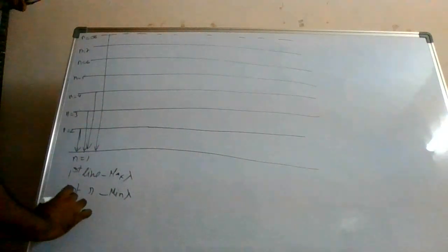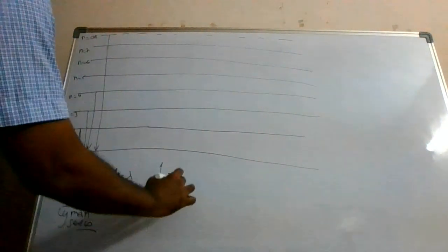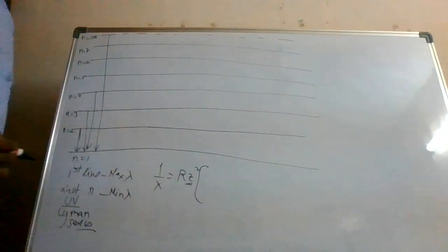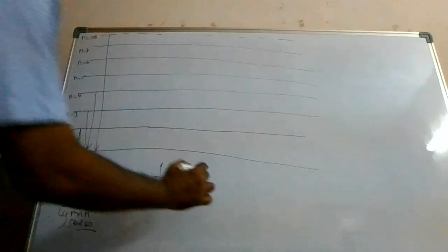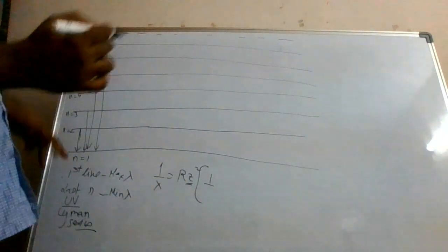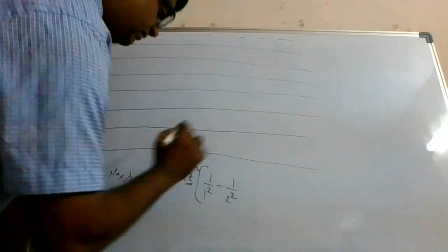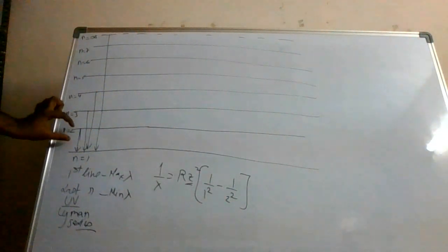All these are emitted as light, and these fall under the UV category. This whole series is called the Lyman series. So we have just seen the expression for our wave number, which was 1 upon lambda is equal to R Z square. Let us talk about the hydrogen atom, then this Z value will become equal to 1. So 1 upon n1 square minus 1 upon n2 square. Here the first orbit is 1 upon 1 square, and the second one will be 1 upon 2 square. So this will be the first line.